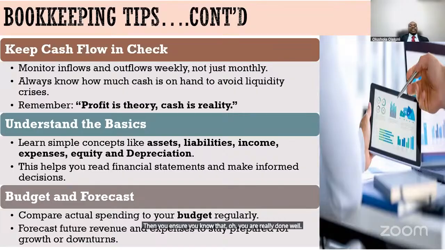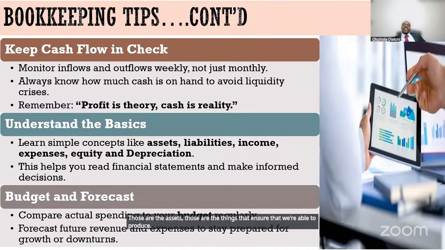Understand the basics. As an entrepreneur, you need to go and learn. It's compulsory now for you. What is assets? Or what are assets? What are liabilities? These are jargons, accounting jargons. In simple layman terms, assets are the things you buy that help you to produce. Like some of us that are in knowledge business now, our brain is what we use to produce, Abi. But we also need some office space. We need internet. We need a laptop. Those are the assets. Those are the things that ensure that we're able to produce. Liabilities are the things we are owing.